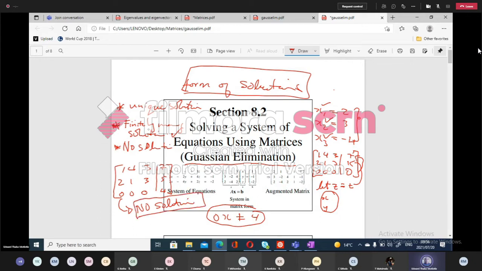So this means we can have a unique solution, infinitely many solutions, or no solution. What I'm saying is that you'll be using Gaussian elimination or Gauss-Jordan elimination. Using these two methods, you might end up with one of these solutions. So I want you to be able to determine those solutions.